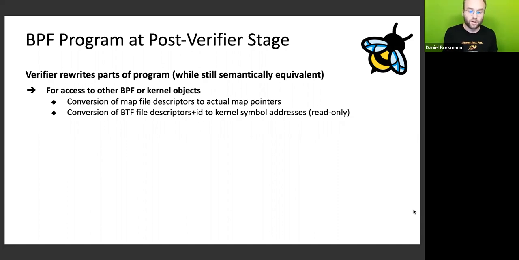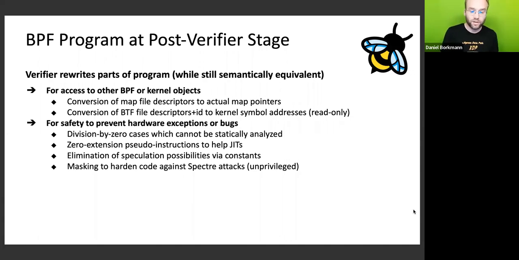There are also other things. For example, you can address in a read-only manner kernel symbol addresses through BTF. The verifier also rewrites programs in order to prevent hardware exceptions or hardware bugs. The best example is the division by zero case when it cannot be statically analyzed, or it helps the just-in-time compiler to insert zero extension pseudo instructions.